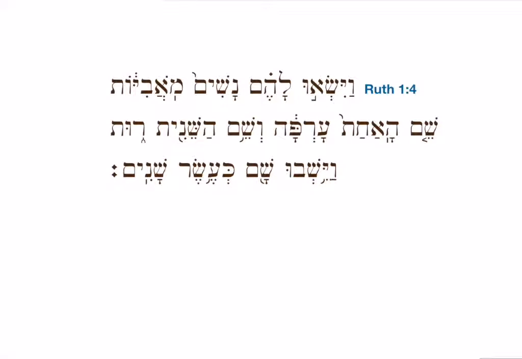In this video, we're going to read Ruth 1:4, but we're going to stop at the Zakef. We have Vayisa'u lahem nashim mo'aviyot, and they took for themselves Moabite wives. And so we start with a Vav consecutive form, continuing the narrative. The verb is a Qal imperfect 3MP form of the root nasa.